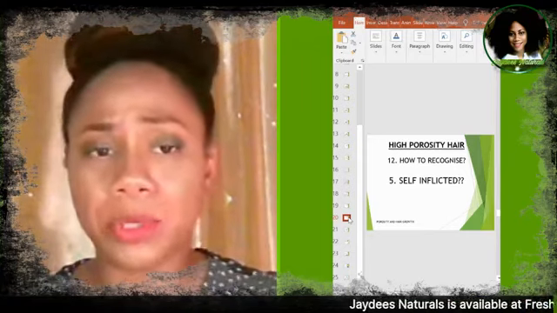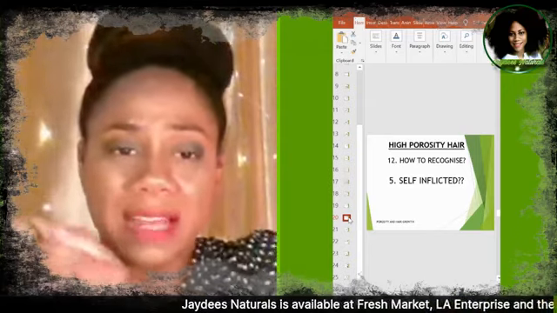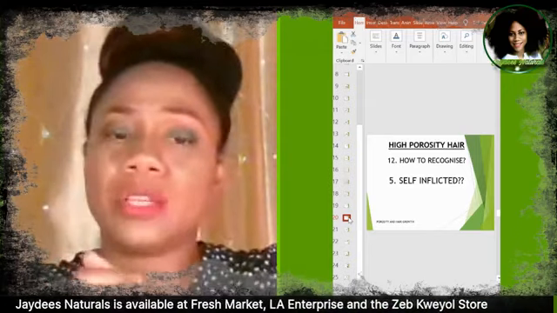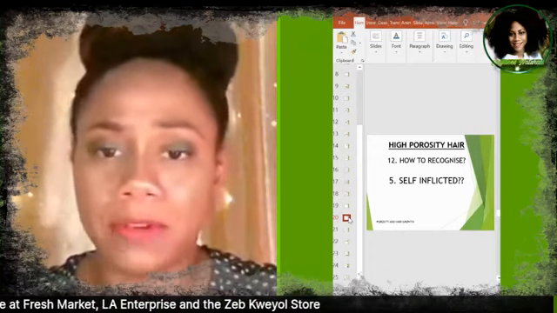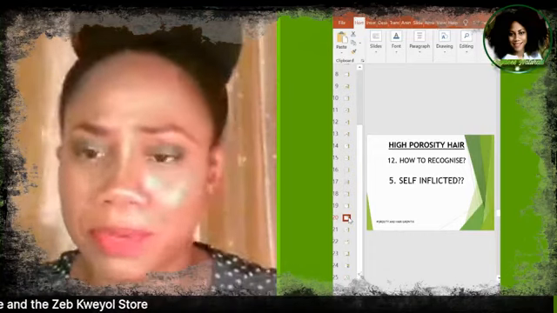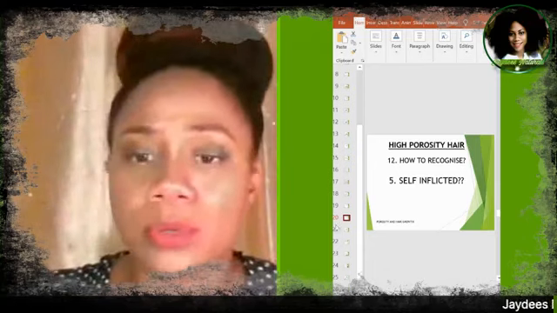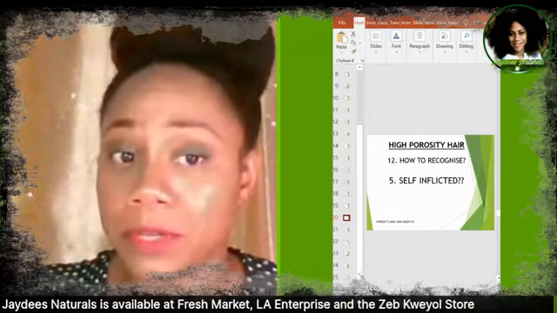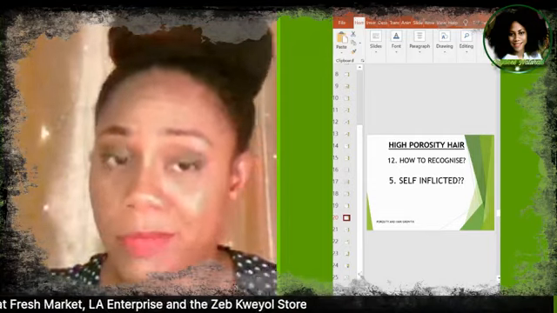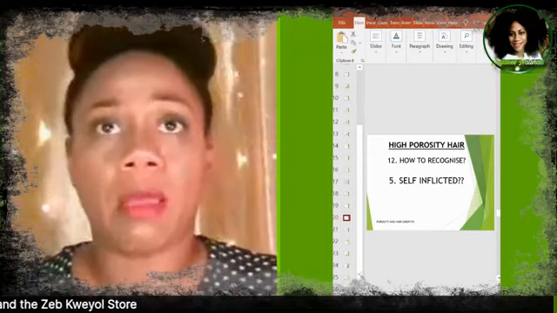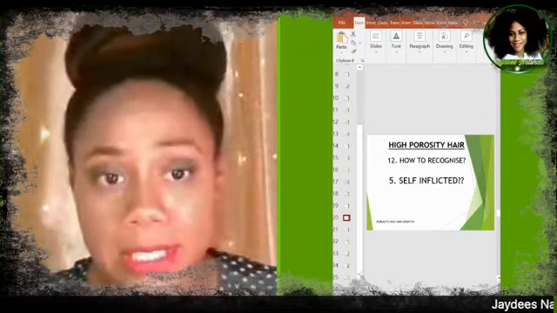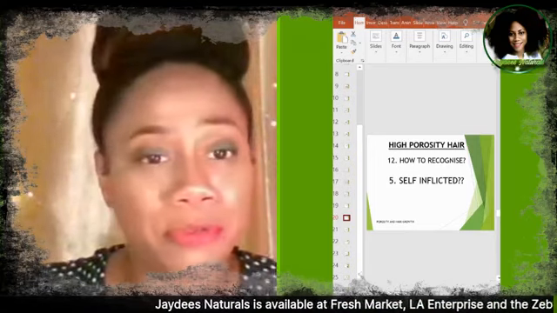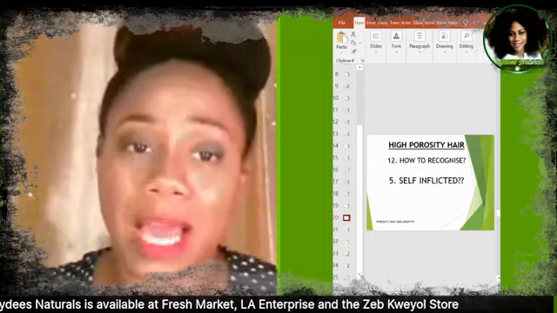Sometimes you might miss some cuticle layers because of that rubbing with other hairs. So we just have to take care of high porosity hair. It's like a premature baby. You have to really do a lot to keep your hair healthy if it's high porosity. Now, another angle to high porosity is that it can be self-inflicted. Your virgin hair might be low porosity, but because of all the things you're doing with your hair, it might end up being high porosity.